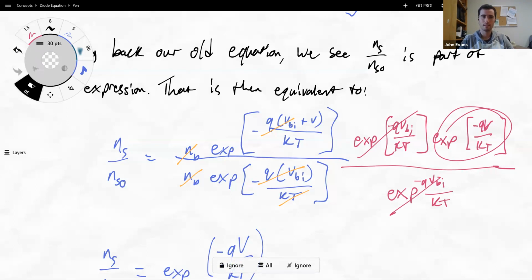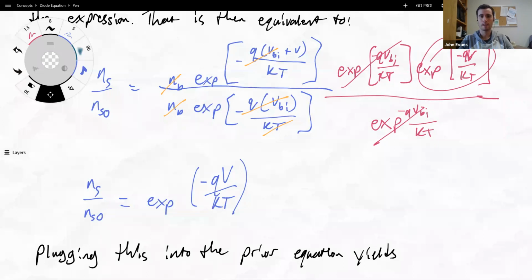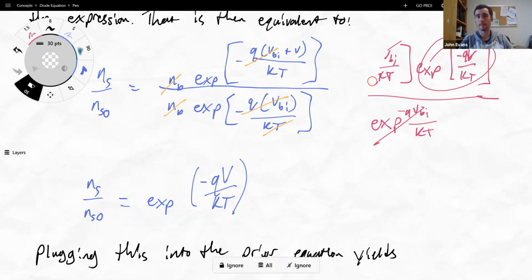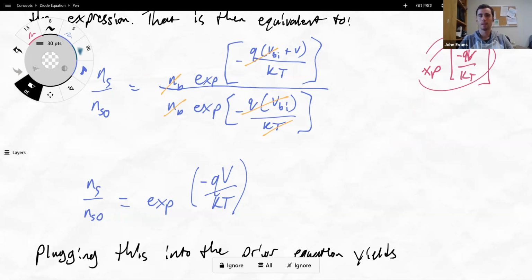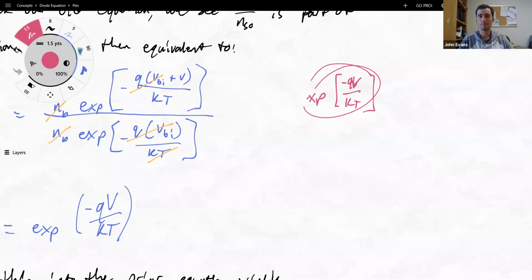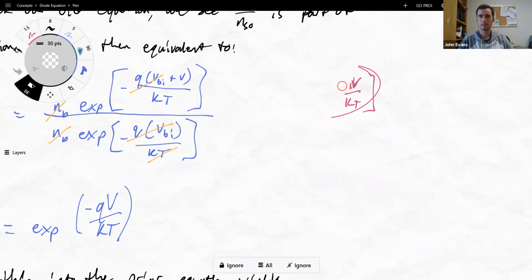And that is how we get this expression here, that the ratio between the surface electron concentration at non-equilibrium to at equilibrium is equal to the exponential of negative Q times the applied voltage V divided by KT, which is just thermal energy. Get rid of all of this.